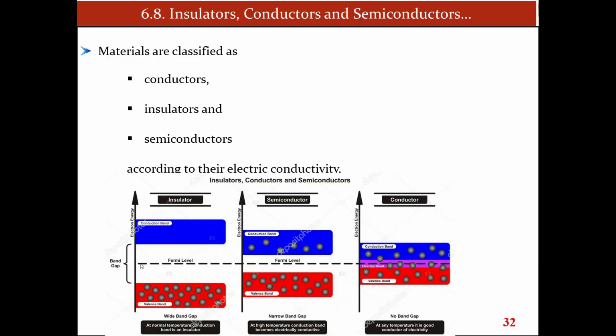But here, this is the line of the Fermi level. As you can see here in the insulator, there is a very large band gap. So the electrons are unable to move, or they need a very large energy in order to move from the valency band to the conduction band. But for a semiconductor, they need less than this in order to move from the valency band to the conduction band. But in conductors, they move easily from the valency band to the conduction band.